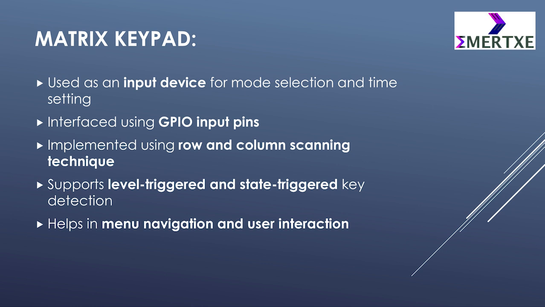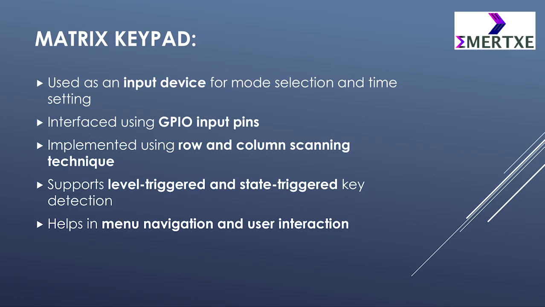Matrix keypad. A matrix keypad is used as an input device in embedded systems. It allows users to select operating modes and set time values. The keypad is connected to the system through GPIO input pins. Keys are arranged in the form of rows and columns.